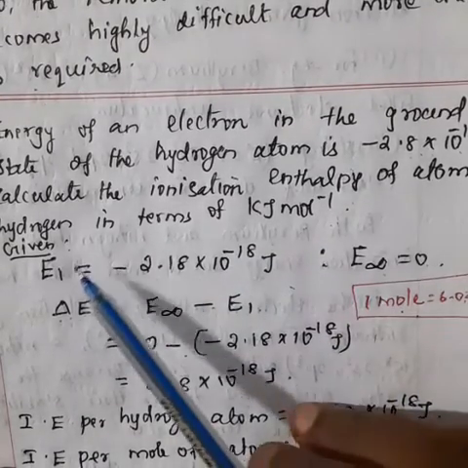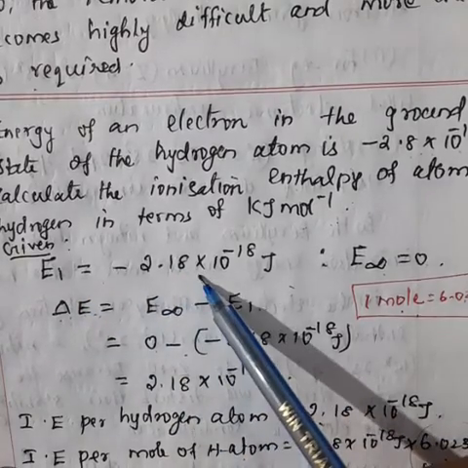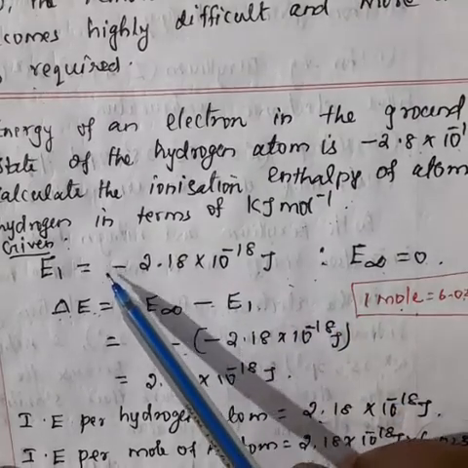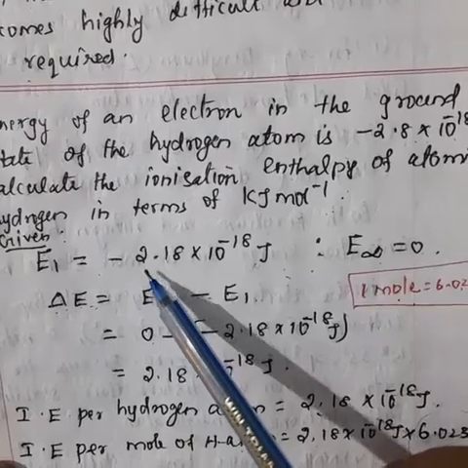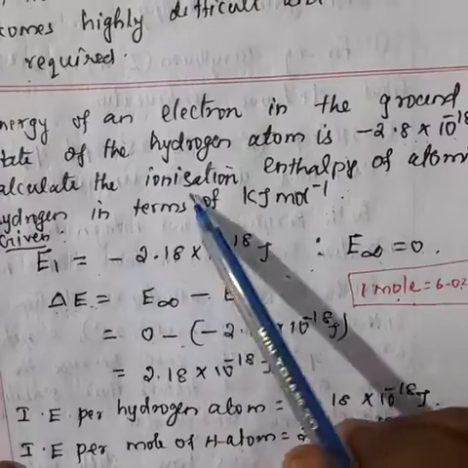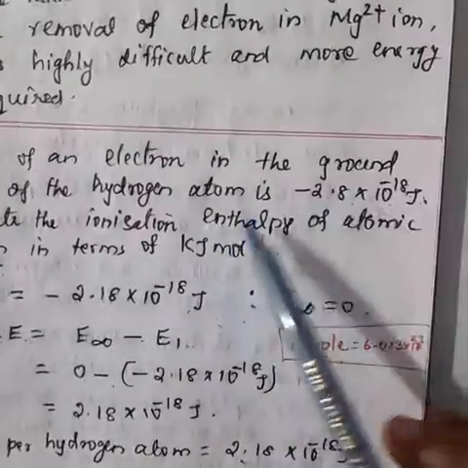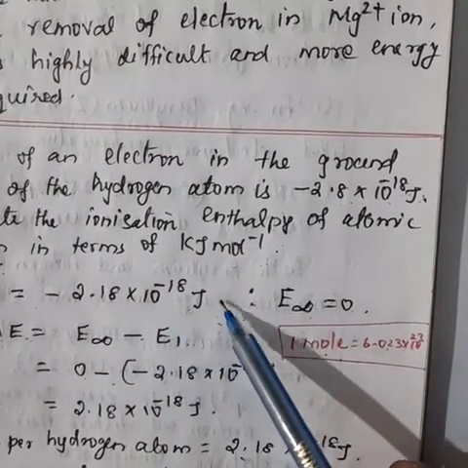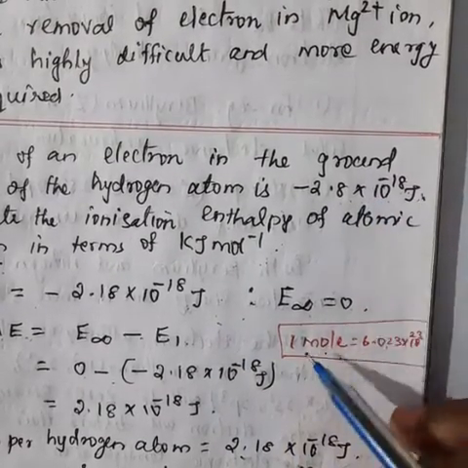So here the given value E1 is equal to minus 2.18 into 10 power minus 18 joule. E1 means the ionization energy. It is in the ground state. When it is a neutral atom, that is a hydrogen atom, it is in the ground state, and the energy is minus 2.18 into 10 power minus 18 joule.